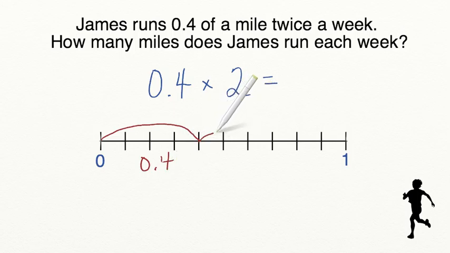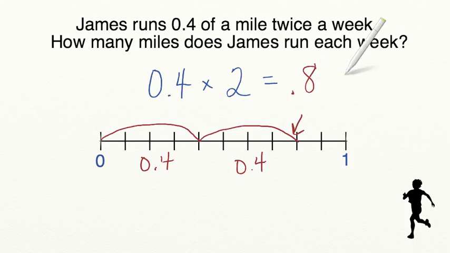And then we have 1, 2, 3, 4 tenths again. So we have 4 tenths 2 times. Now all we have to do is count down our number line to find out where we ended. 1/10, 2 tenths, 3 tenths, 4 tenths, 5 tenths, 6 tenths, 7 tenths, 8 tenths. That means that James runs 8 tenths of a mile each week.